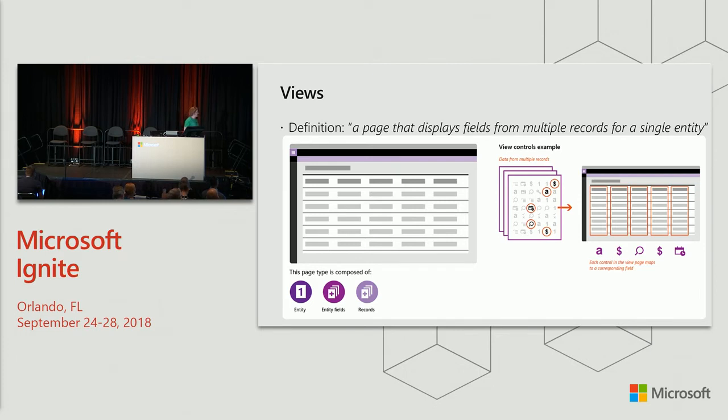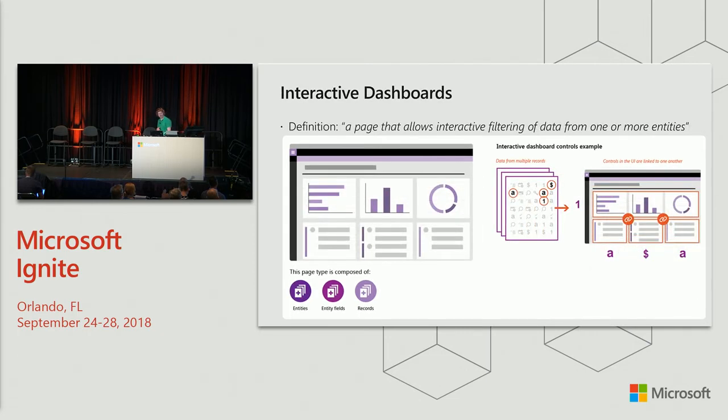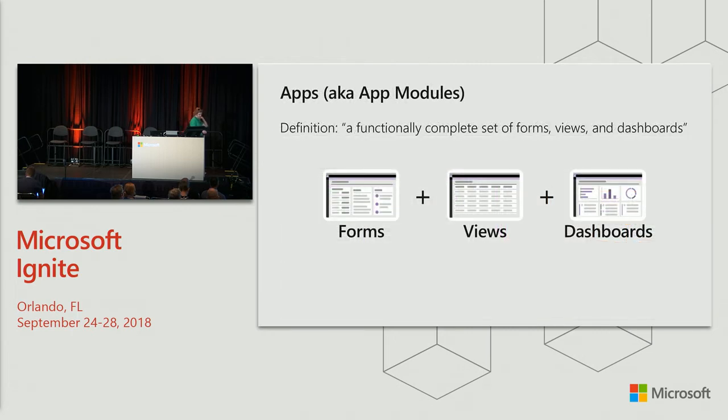Well, views. The definition being a page that displays fields from multiple records for a single entity. So this page type is composed of a single entity, multiple entity fields, and multiple records. This is used when I show a list of cupcake requests, or a list of cakes, or a list of icing types. And then dashboards: a page that allows interactive filtering of data from one or more entities. So this contains many entities, perhaps, entity fields, as well as many records.